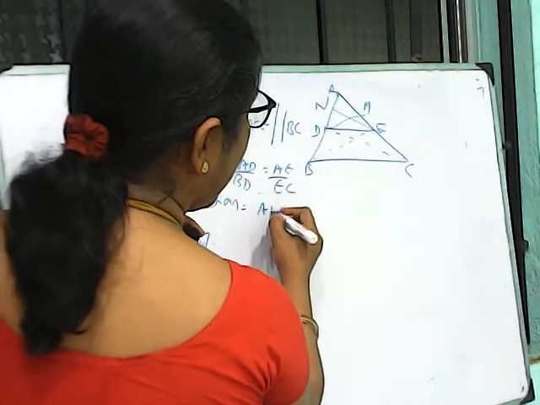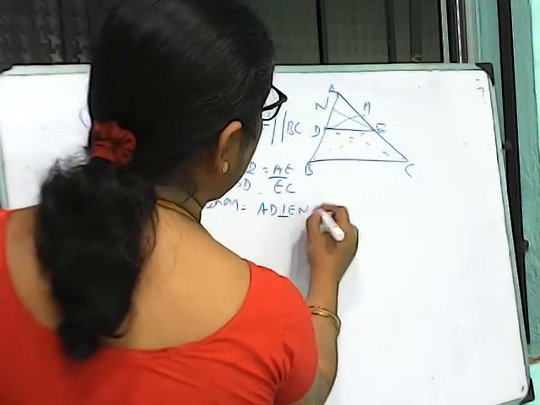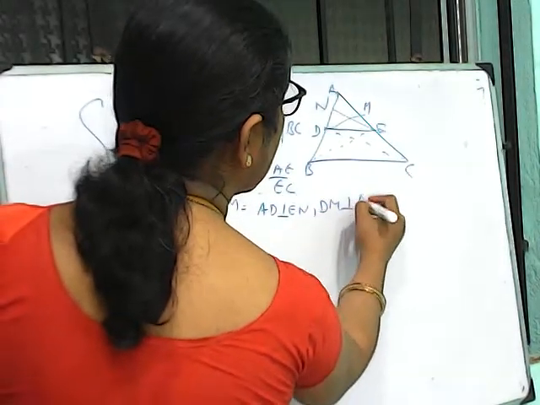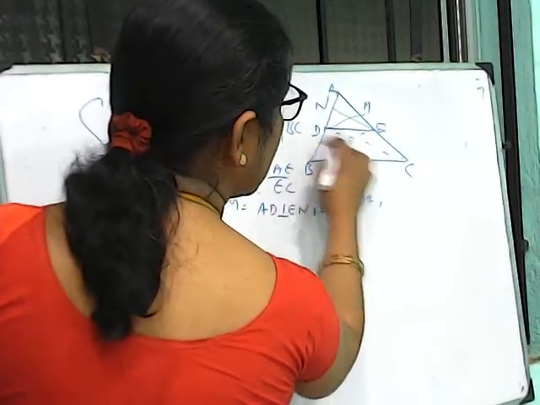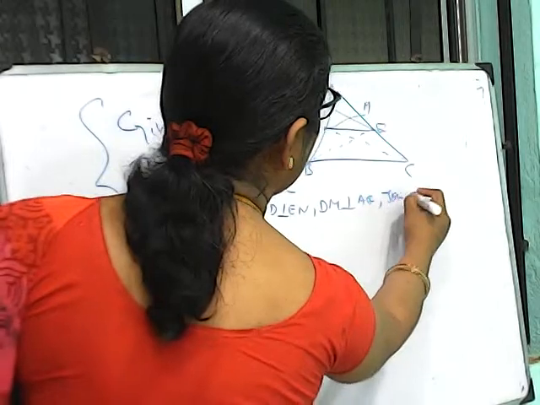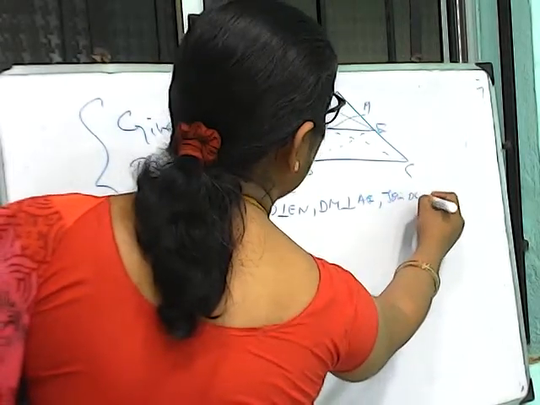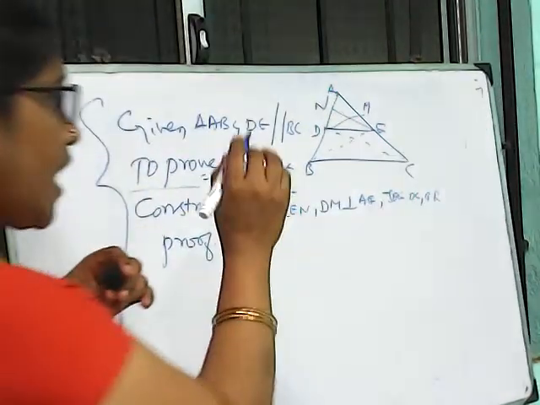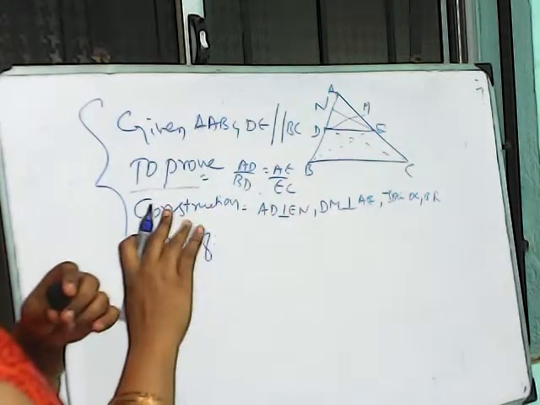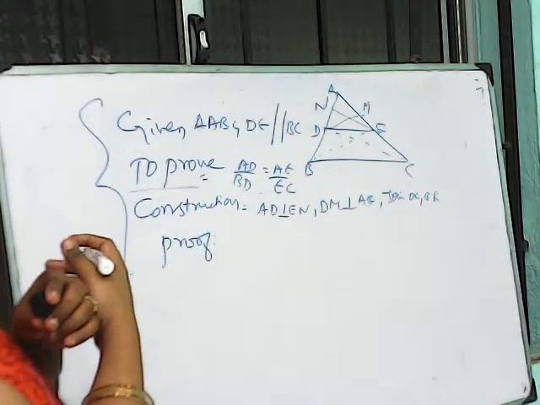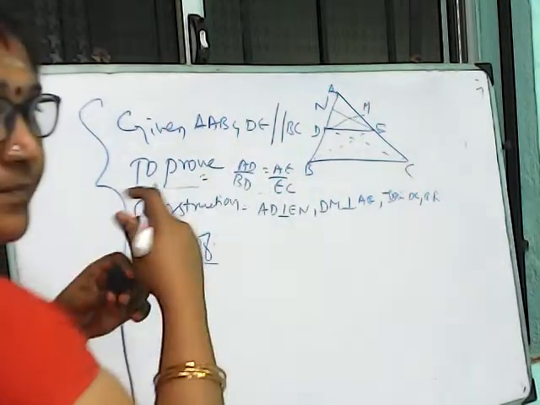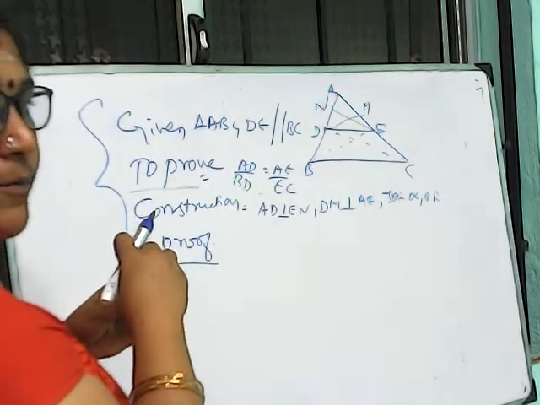Now we'll write everything here. Construct AD perpendicular to EN and DM perpendicular to AE. Also, we made two other constructions, that is join BC and BE. So, extra apart from the given, all that comes under construction. Okay, now coming to proof. Yes. Now, how are we going to proceed with the proof?